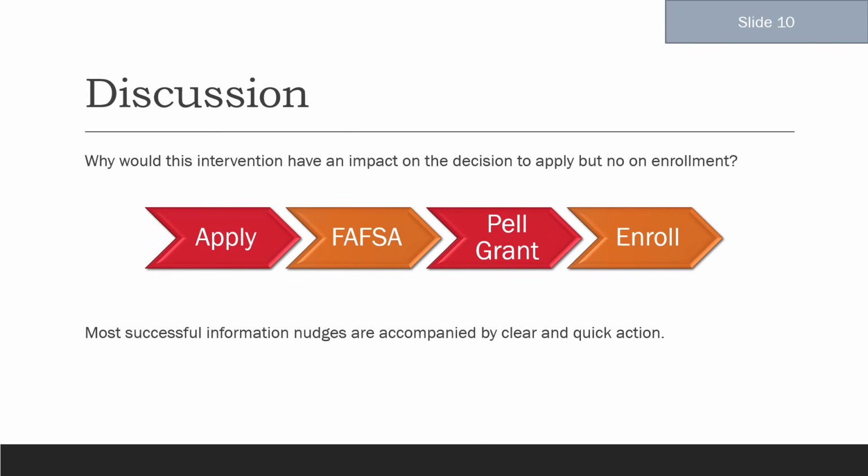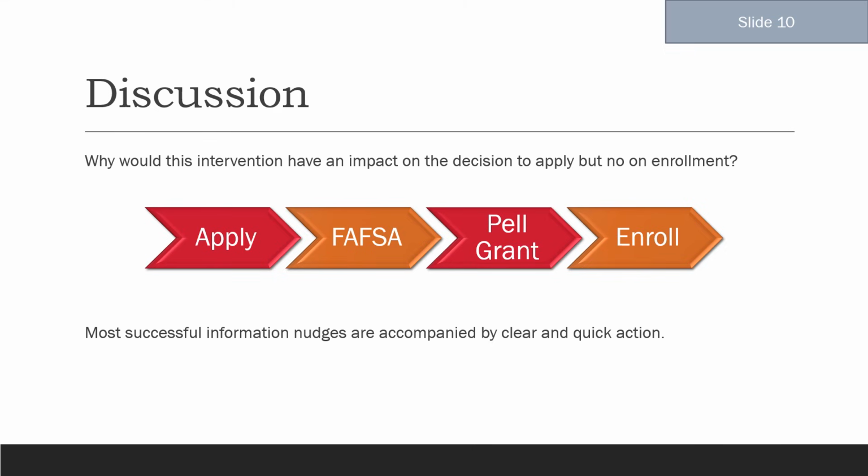So to summarize our results, what we find is that this informational nudge had an impact on increasing application rates, particularly among those students that are most likely to qualify for a Pell Grant. But it had no impact on them actually completing the FAFSA or enrolling in college. So why is that? Why would this intervention have an impact on application but not on future decisions? What we find in the research and what's proposed here in this study is that the most successful informational nudges are accompanied by clear and quick actions.